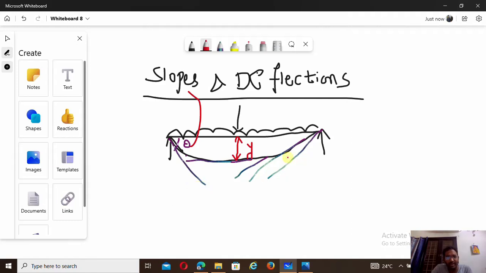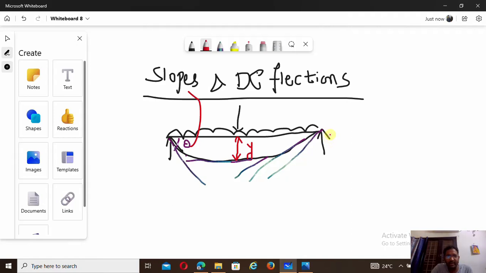So again I'm repeating. Draw the tangent to the deflection diagram, and the angle between the original beam and this tangent line, we may call it the slope. So this is the basic definition of slope and deflection, and how it occurs and how to calculate it.